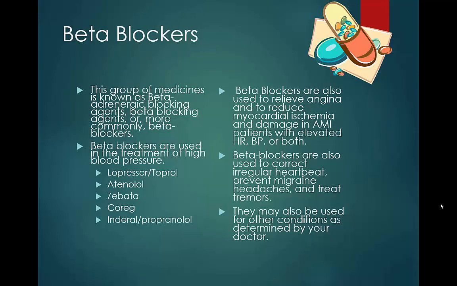Beta blockers is the next group of medications, and they are beta adrenergic blocking agents. So we call them beta blockers. They're used to treat high blood pressure. Lopressor is a popular one, atenolol. Beta blockers are also used to relieve angina and to reduce myocardial ischemia. Beta blockers can also be used to correct irregular heartbeats, prevent migraine headaches, and treat tremors. So beta blockers can be used for a variety of conditions.